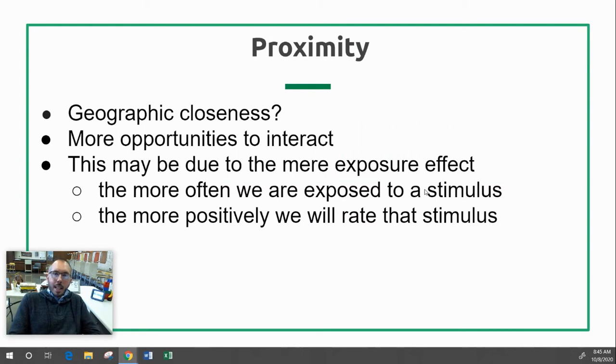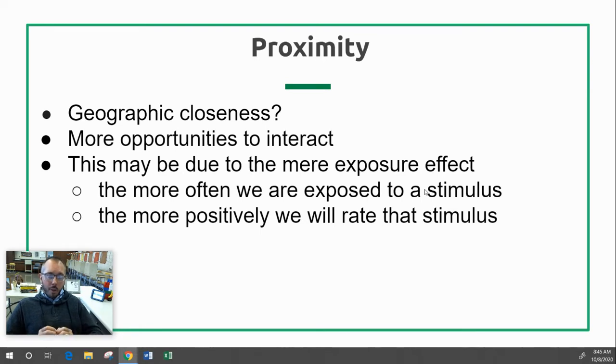So first one, this one's easy, proximity. This used to maybe mean geographic closeness. The more opportunities to interact with a person, the more that we may find them attractive. If you never cross paths with someone, you can't ever find them attractive in the first place. But the more you see someone, that actually might increase how attractive you find them. This is due to something called the mere exposure effect, which we need to understand.